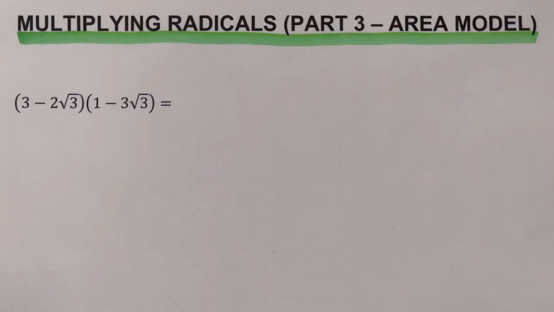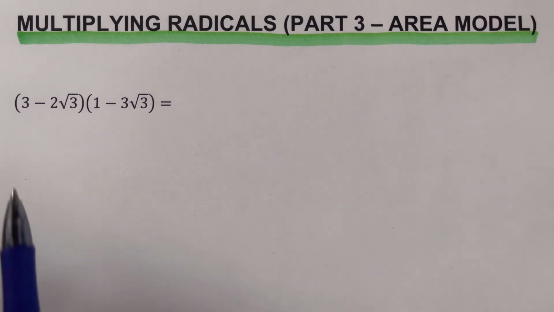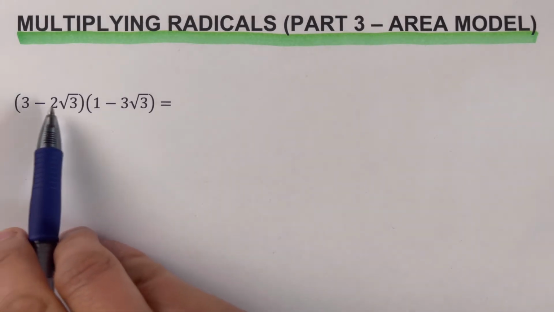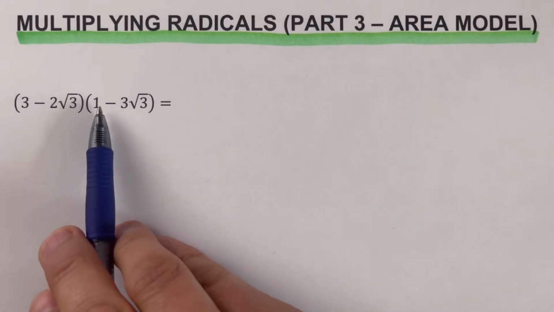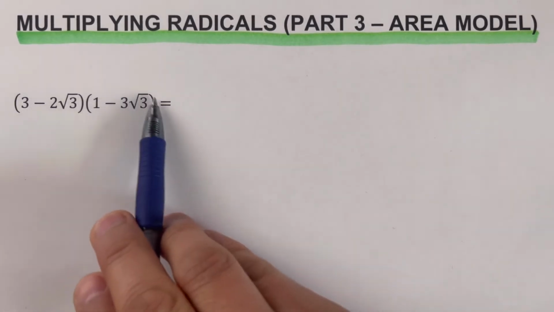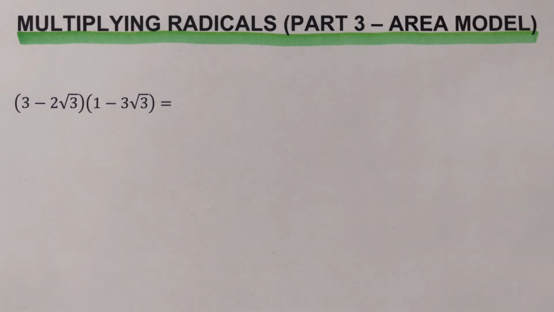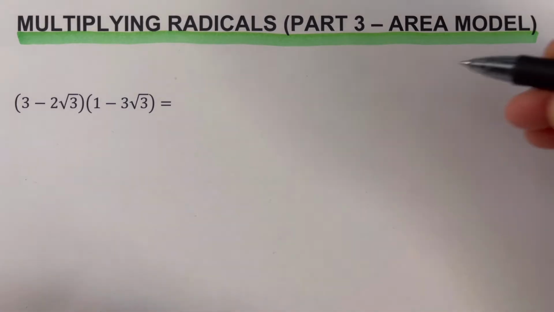Okay, so let's go back to the example here. We are given these two terms in this first expression. They are placed inside the parentheses. And we also have two terms inside this second expression. So what we are going to do is create the area model. The dimension of the area model would be a 2 by 2 box. So I'm going to go ahead and write that 2 by 2 box on the side here.